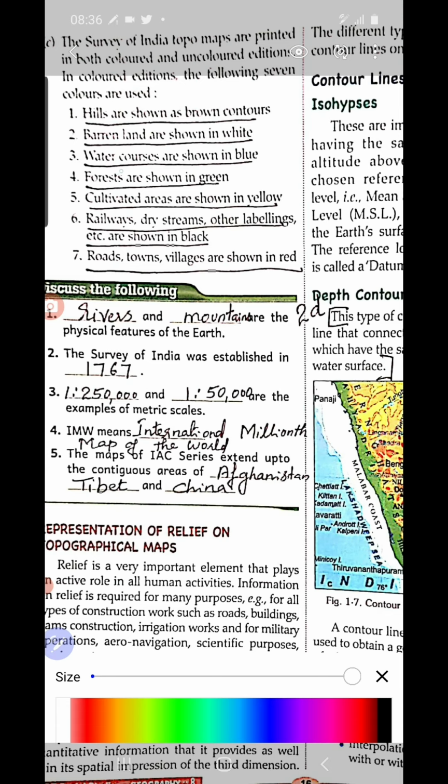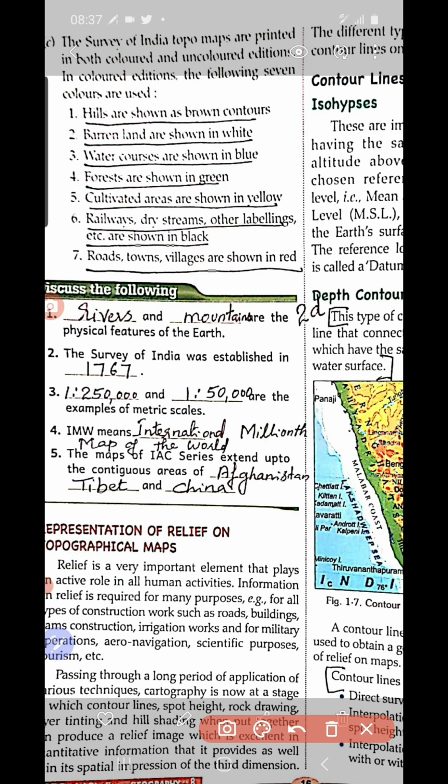Then water courses are shown in blue color. So wherever there is a water body, blue color. Forest regions are shown in green color. Cultivated areas are in yellow. So railways, dry streams, etc. are of black color. Then roads, towns, villages are shown in red color. Understood? So some roads and towns we can also find.